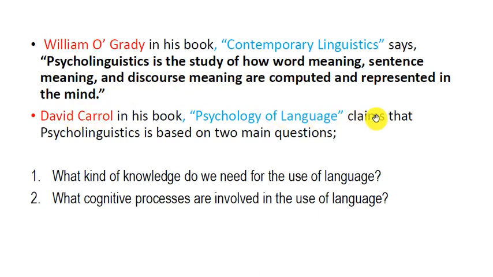Number third is David Carroll in his book Psychology of Language. He claims that psycholinguistics is based on two main questions. Number first is what kind of knowledge do we need for the use of language? Number second is what cognitive processes are involved in the use of language?